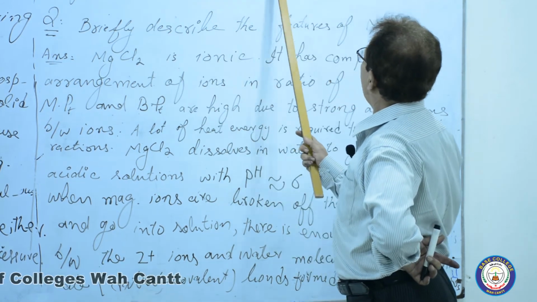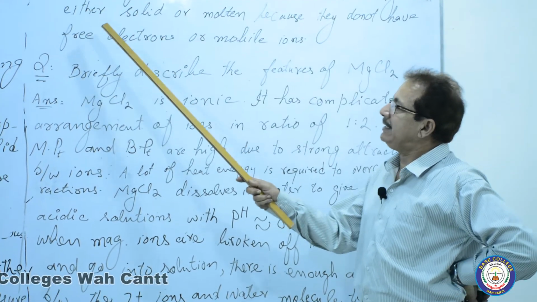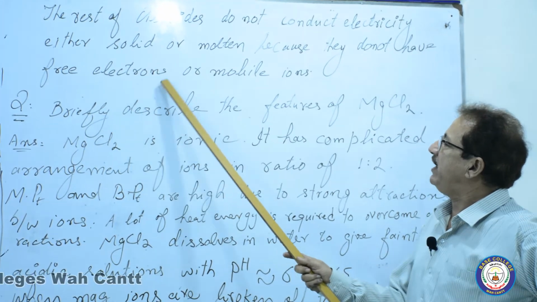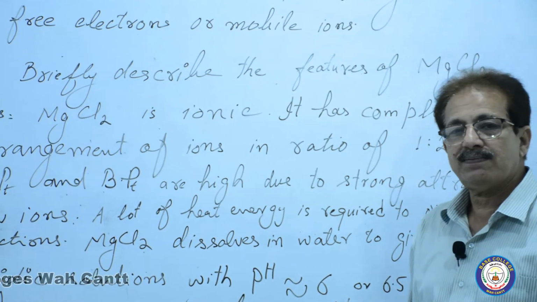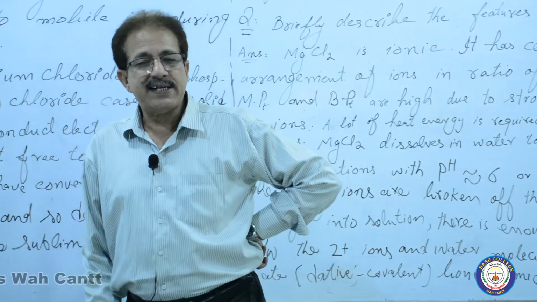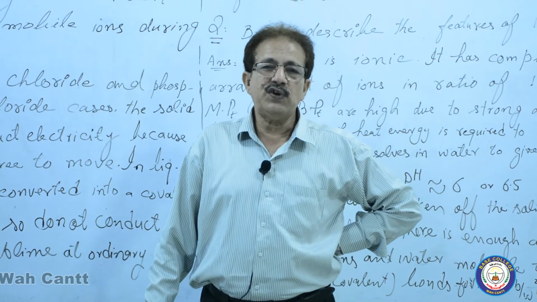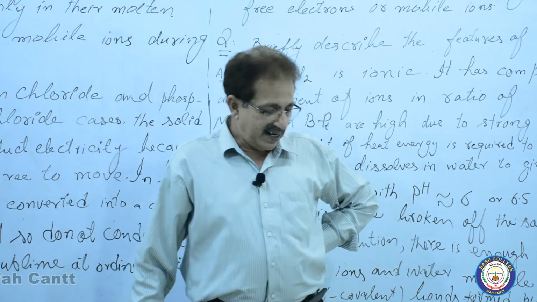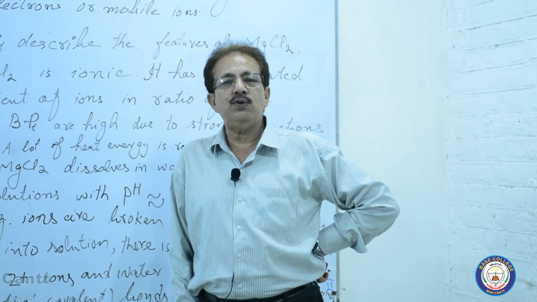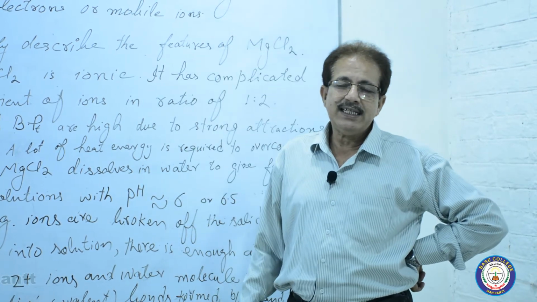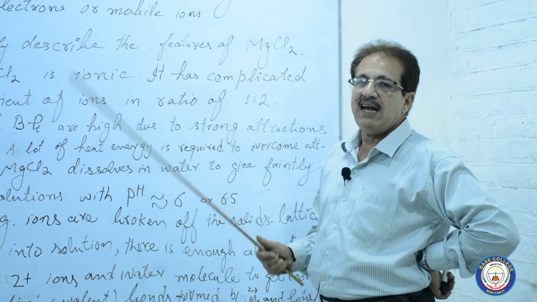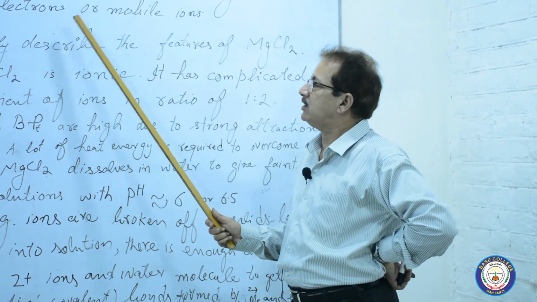The rest of the chlorides do not conduct electricity, either solid or molten, because they do not have free electrons or mobile ions. That is silicon tetrachloride, phosphorus trichloride, and S2Cl2, disulfur dichloride. They do not conduct electric current because they have no free electrons or free ions.